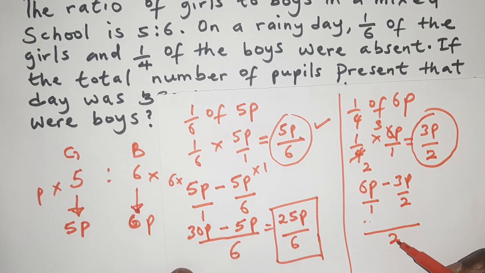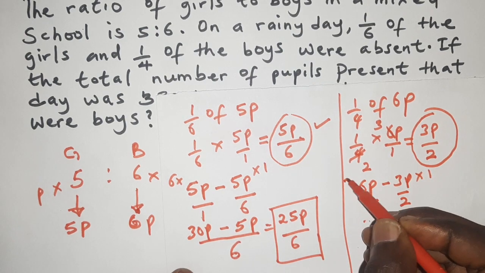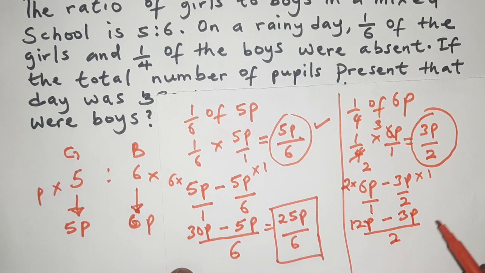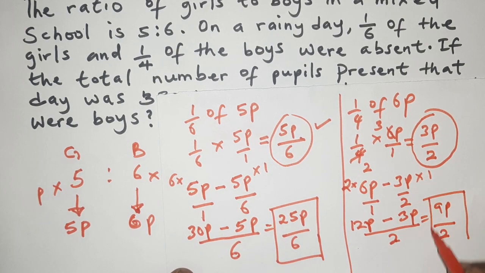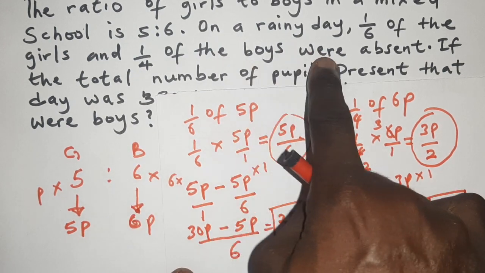So this 2 divided by this 2 is 1. 1 times 3p gives me my 3p, minus 2 divided by 1 is 2. Then 2 times 6p is 12p. So 12p minus 3p gives me 9p over this 2. So this is the value of students. This is the number of boys remaining in the class after 1/4 of them were absent.